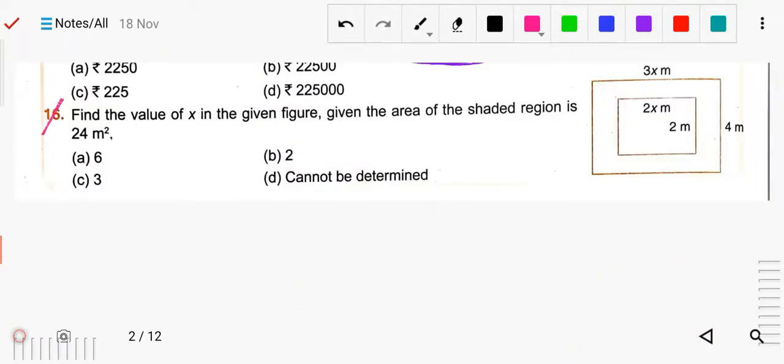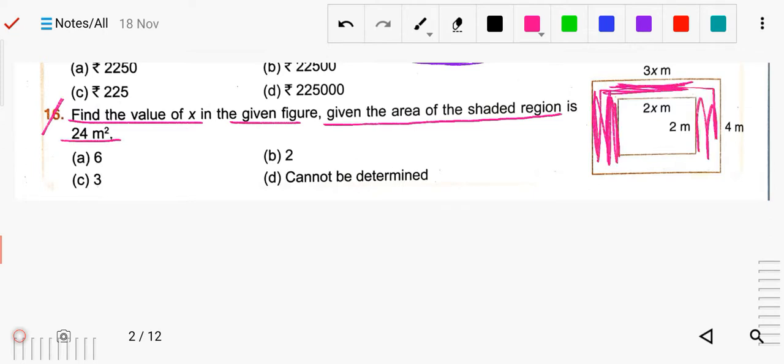Now next, question number 16. Find the value of x in the given figure. The area of the shaded region is 24 meter square, which means the area of this particular region is given. We have to subtract: the difference of the bigger figure and the smaller figure, the area of the bigger figure minus the area of the smaller figure, is given as 24 centimeter square.